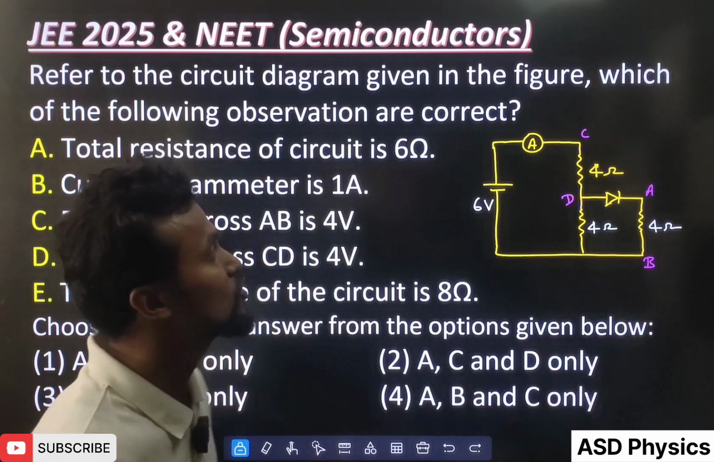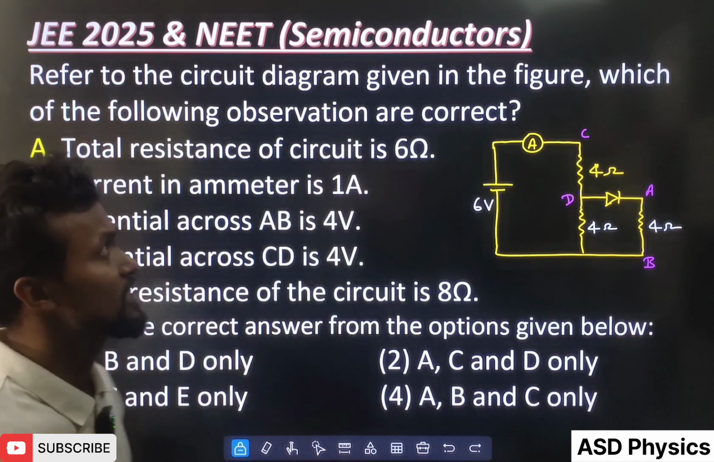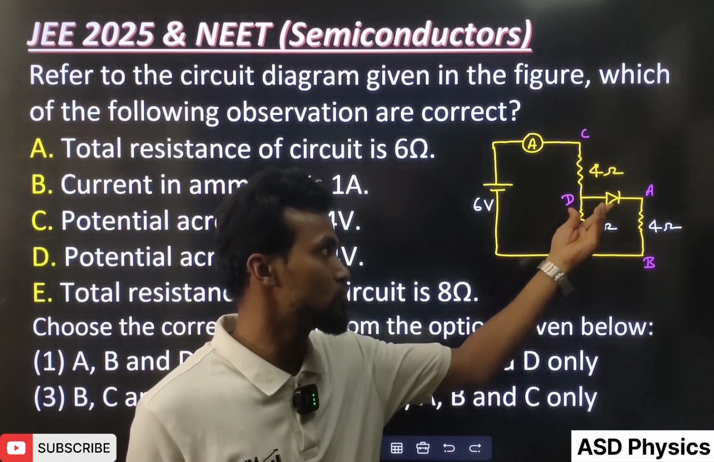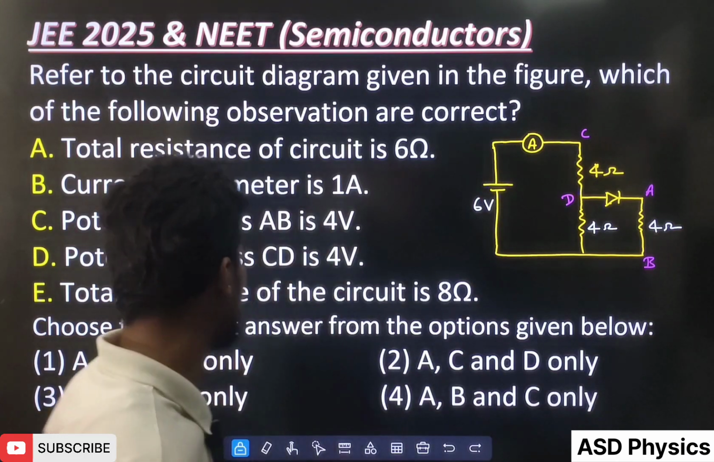So students, in this video we are going to solve the question from the chapter Semiconductors asked in the JEE 2025 exam. You can see the question belongs to the diode, the PN diode used in an electrical circuit. Okay, so let's go through the question.